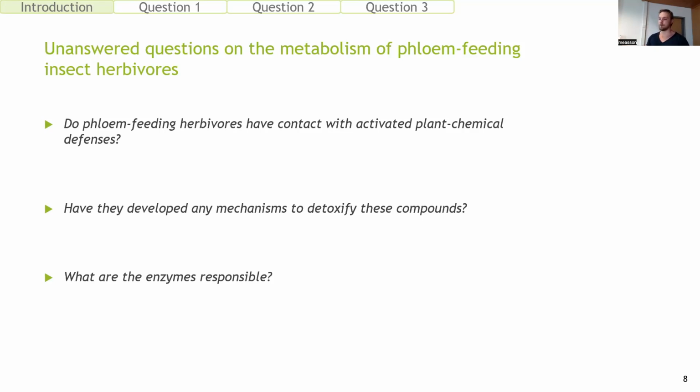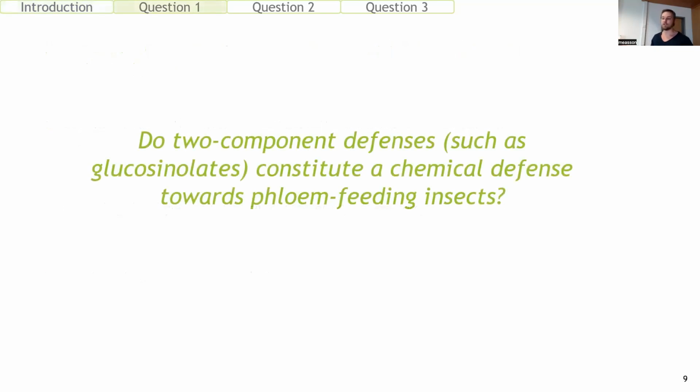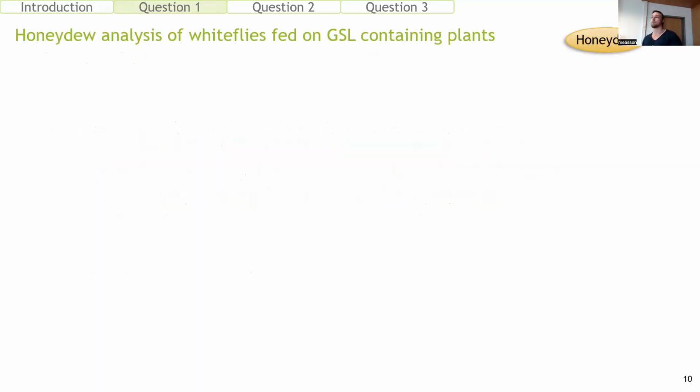So with regards to the first one, do two-component defenses, and we're focusing now on the glucosinolates from Arabidopsis thaliana and other Brassicaceae, actually constitute a chemical defense towards phloem feeders? A very simple experiment to look at this, as a proxy for understanding the diet of the insect, because pure phloem is extremely difficult to get, was that we decided to look at their poop. We decided to look at the honeydew of these insects, because what goes into them and what comes out is maybe a good idea of what is actually happening within the insect.